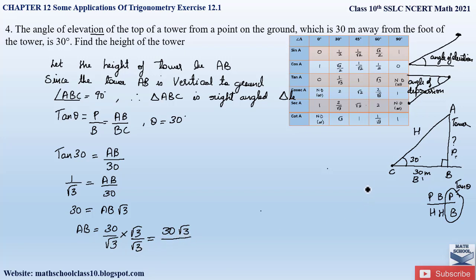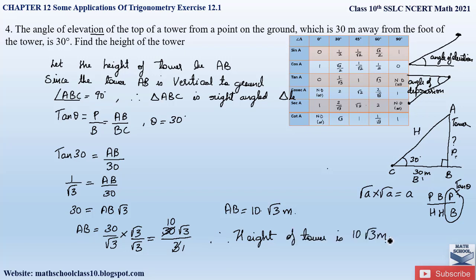So what is root 3 into root 3 value? Root A into root A will be equal to A itself. So root 3 into root 3 will be equal to 3. So here we can cancel 3, 1 times 3, 10 times 30. So therefore AB is equal to 10 root 3 meter, which is the height of the tower. So therefore write down height of tower is 10 root 3 meter, right? So this is how we solve this question number 4 from exercise 12.1.